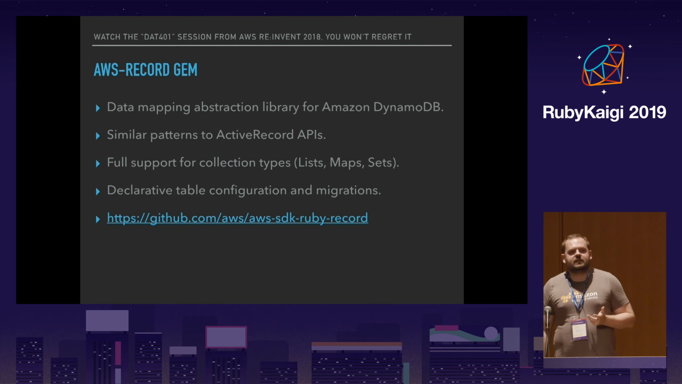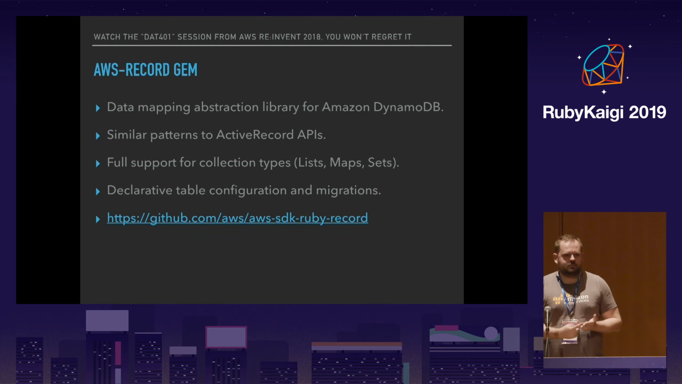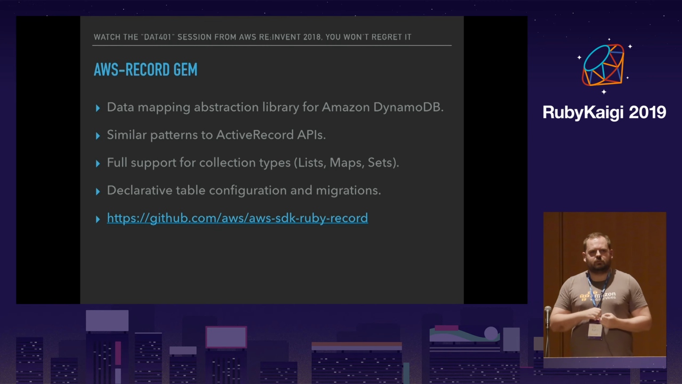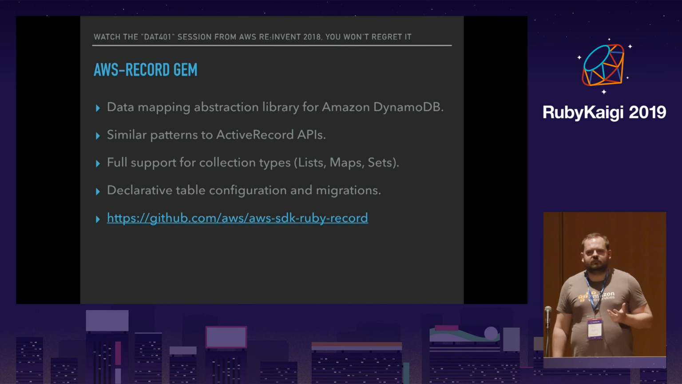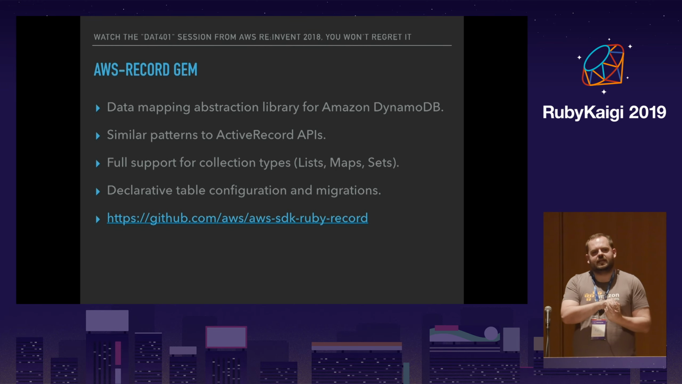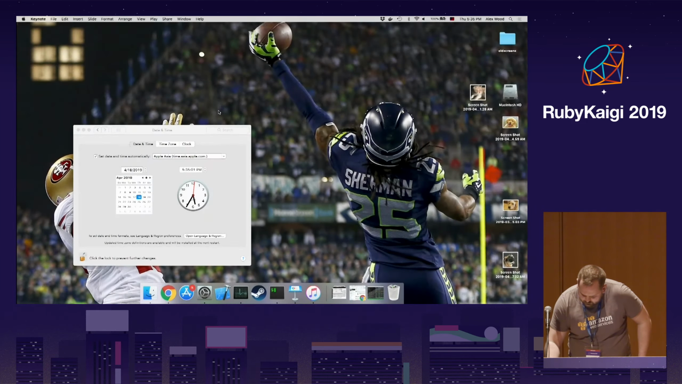The AWS Record gem itself has very similar patterns to the Active Record APIs. It's not exactly identical because AWS Record supports aggregate types, since DynamoDB has map, list, and set types that a relational database typically would do through denormalization of tables. And it also provides declarative table configuration and migrations to try to keep it as close to the Active Record experience as we can, while staying true to the fact that it's a slightly different database paradigm.